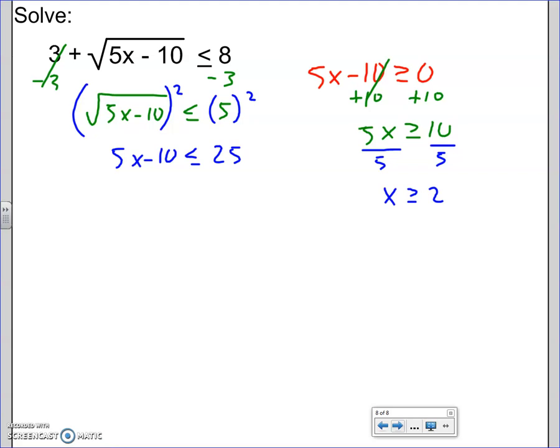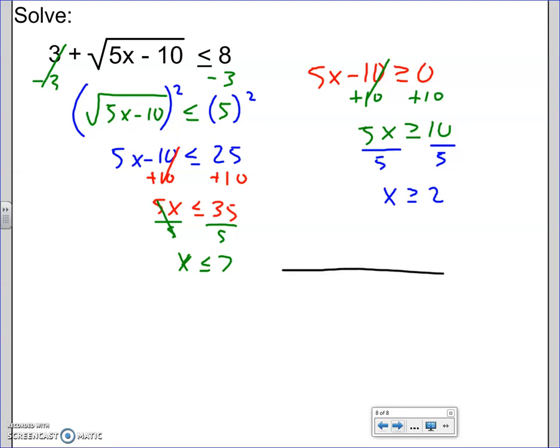Basic algebra, get x by itself, add 10. 5x less than or equal to 35. And then divide by 5. I get x less than or equal to 7. All right, so when I graph this, it has to be a combination and the overlap.